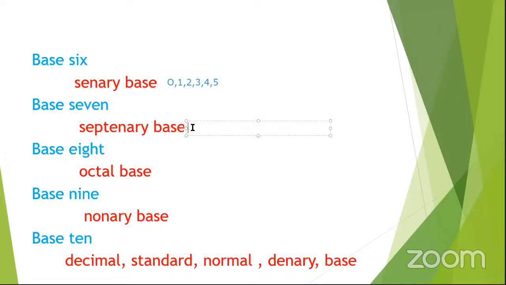Karen, digits in base 7. You mute your microphone, then speak, okay? Karen, speak to us. 0, 1, 2, 3, 4, 5, 6. Let me write here 0, 1, 2, 3, 4, 5, and 6.